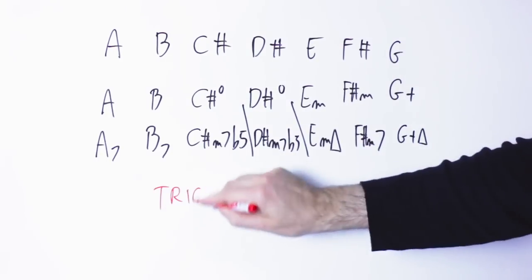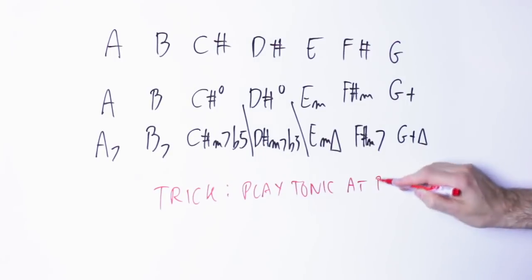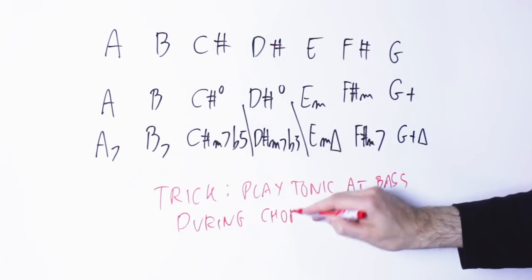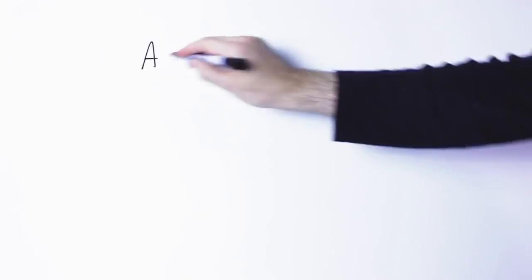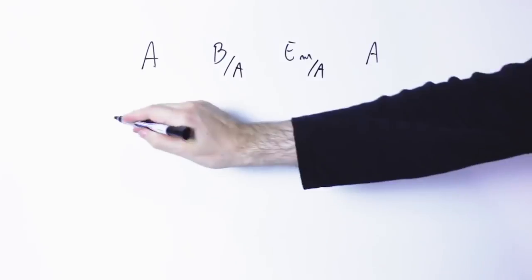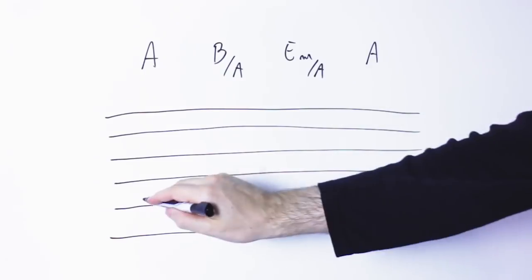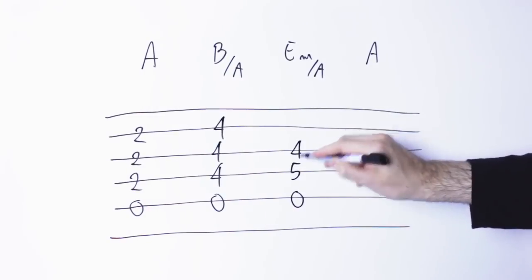A good trick that we can use when we are studying a new scale is to keep playing the root note in the bass. Now the root note is A, and I can play an A using the open 5th string on your guitar. So here's a simple chord progression, A, B, E minor, A, but I'm going to play the bass of A on all those chords.